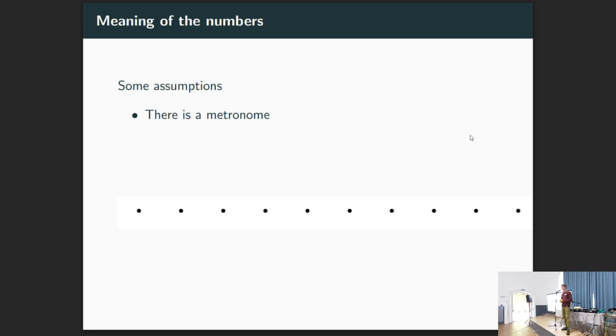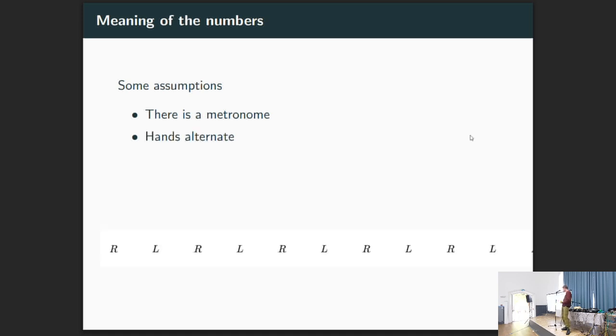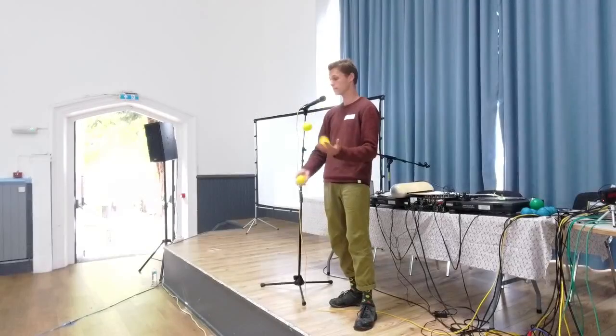Okay, so let's dive straight in because I'm going to for sure run over time. What are the assumptions? One is that there's a metronome in the back of every juggler's head, which just means that you're throwing at discrete moments in time. And the second one would be that your hands are alternating. So it's right, left, right, left, right, left. This is my metronome. Yours might be this, a lot quicker or a lot slower. That's fine, as long as there is a metronome. These are all assumptions to make the math work, right?